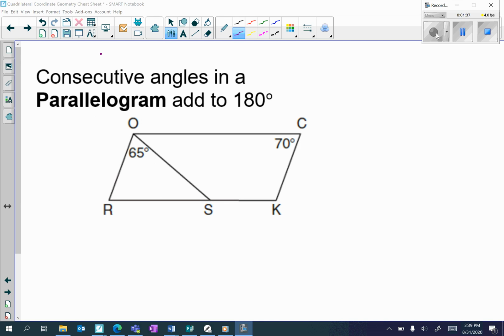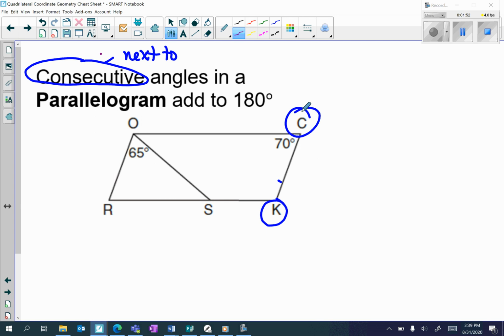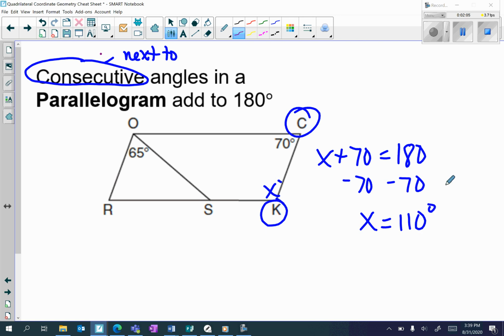Next, we have consecutive angles in a parallelogram add to 180. Remember, the word consecutive means next to. So, for example, angle K and angle C are consecutive. They're next to each other. So if I make this x, x plus 70 is equal to 180. And therefore, x is going to be equal to 110 degrees. Consecutive angles, angles that are next to each other in a parallelogram, add to 180 degrees. They're supplementary.